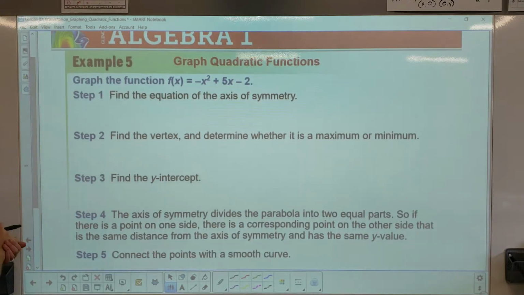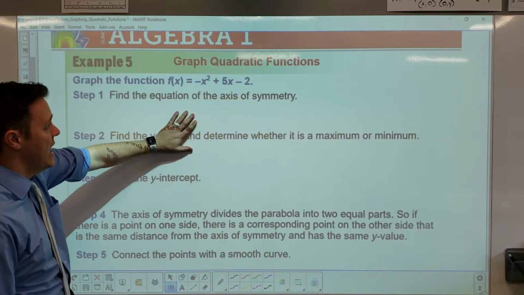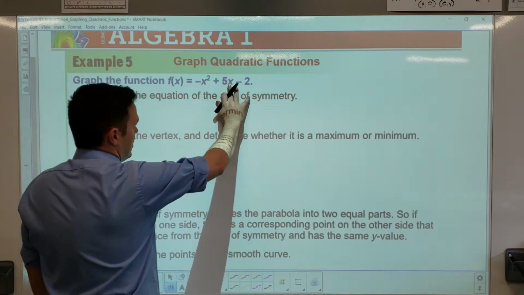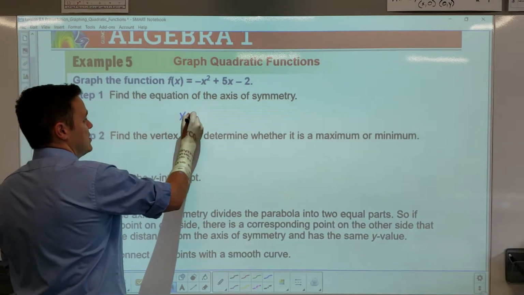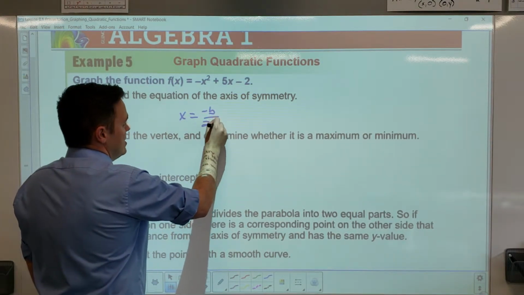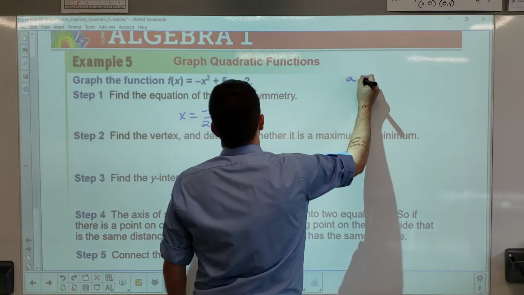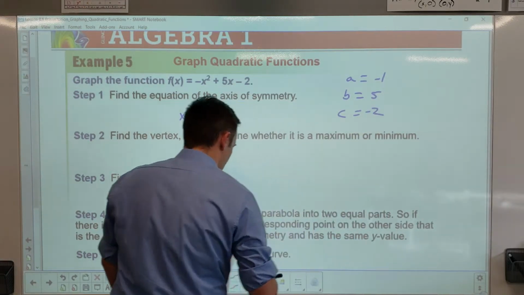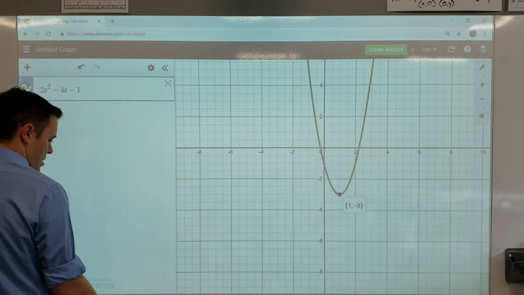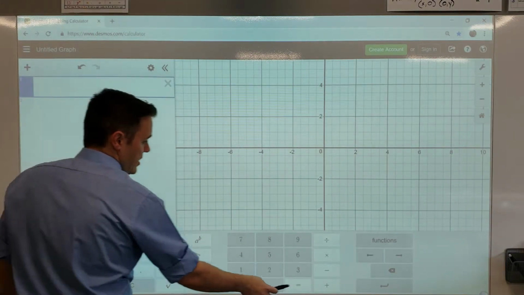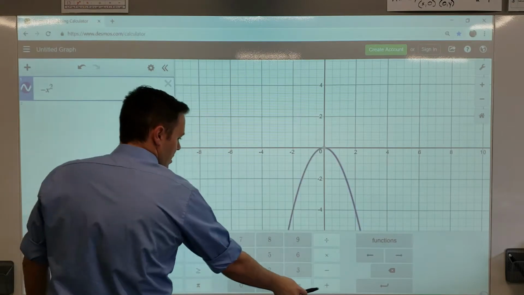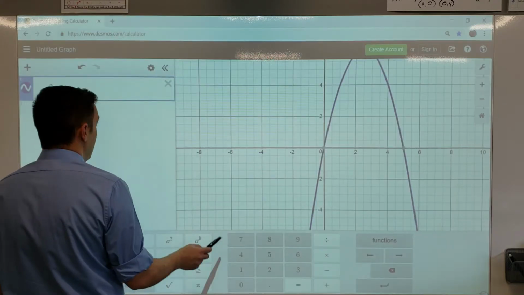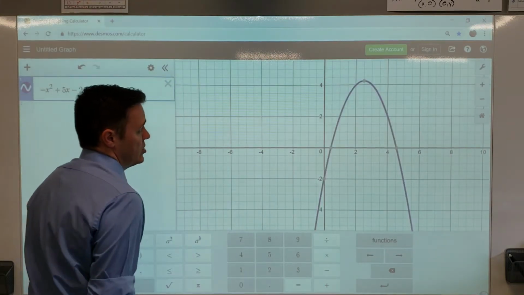Now what I want you guys to do is graph it, okay? So find the equation of the axis of symmetry. So what is the axis of symmetry on this? It would be -x squared plus 5x minus 2. Do I want you to use this formula? If you would like to, ladies and gentlemen, you can. Just know A equals -1, B is 5, and C is -2. If you want to do it, you can. So it's going to be -x squared plus 5x. And then the last piece of the puzzle is -2. So there's your setup.